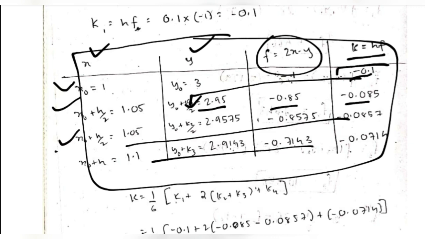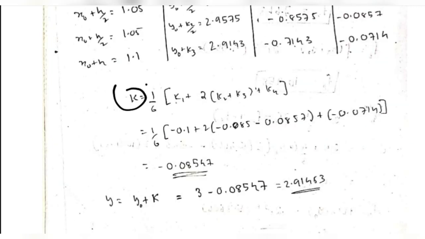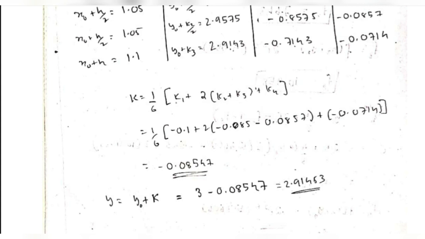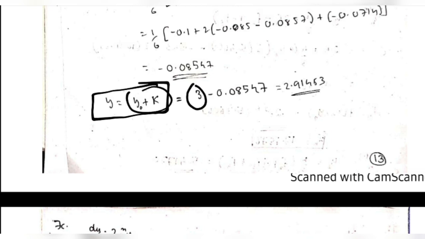We will get k1 to k4 values, and k is nothing but we have to substitute the values of k1 till k4 in this equation. We will be getting what is k here. Now after getting k you have to find what is y. Y is nothing but y0 plus k. Y0 is given in the question, and you have to add it with k which we got here.